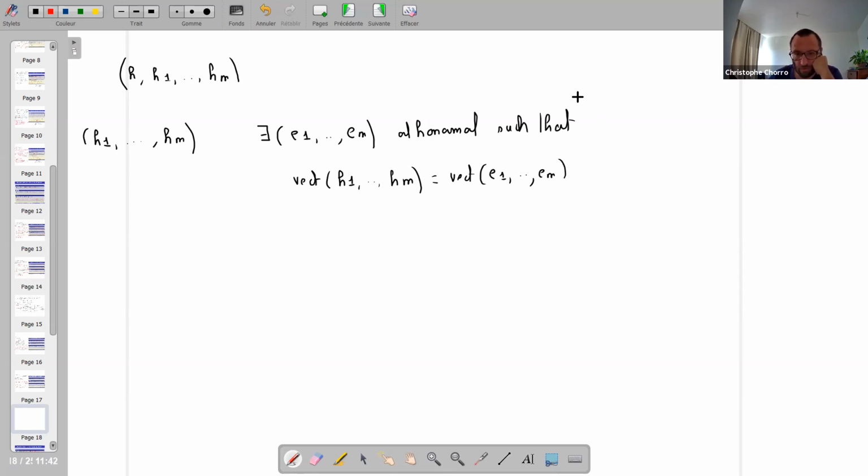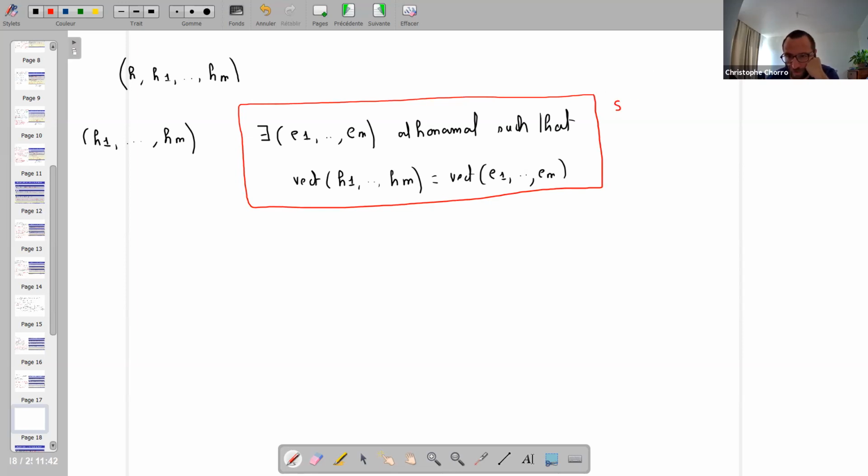So this result here is what we call the Schmidt orthonormalization process. What is the idea? I have a family that is an arbitrary family of vectors in L2 of 0 capital T, and I want to transform it into an orthonormal family, that is a family where all the vectors have norm 1 and they are orthogonal together.